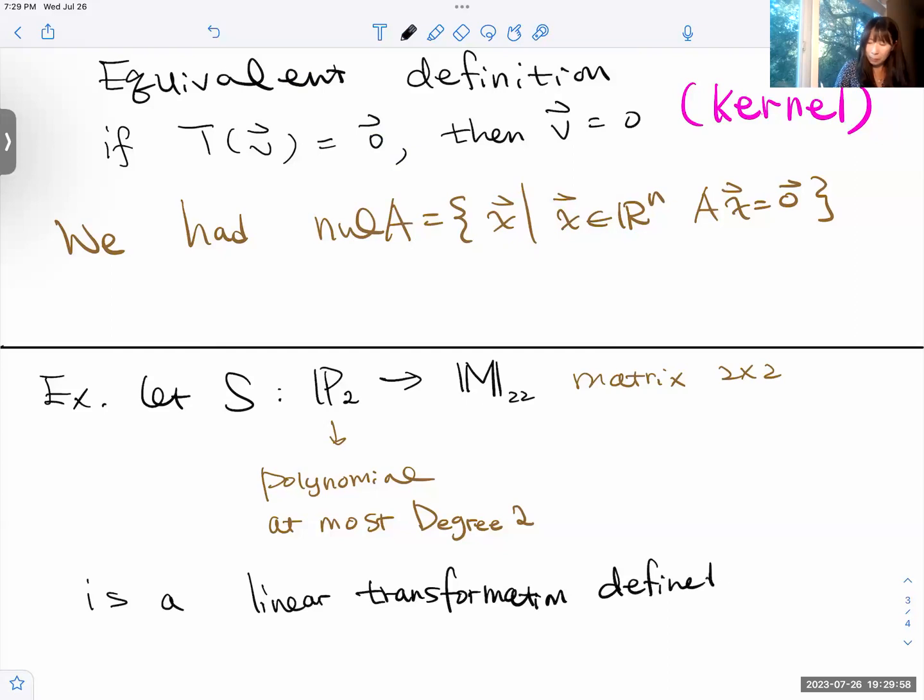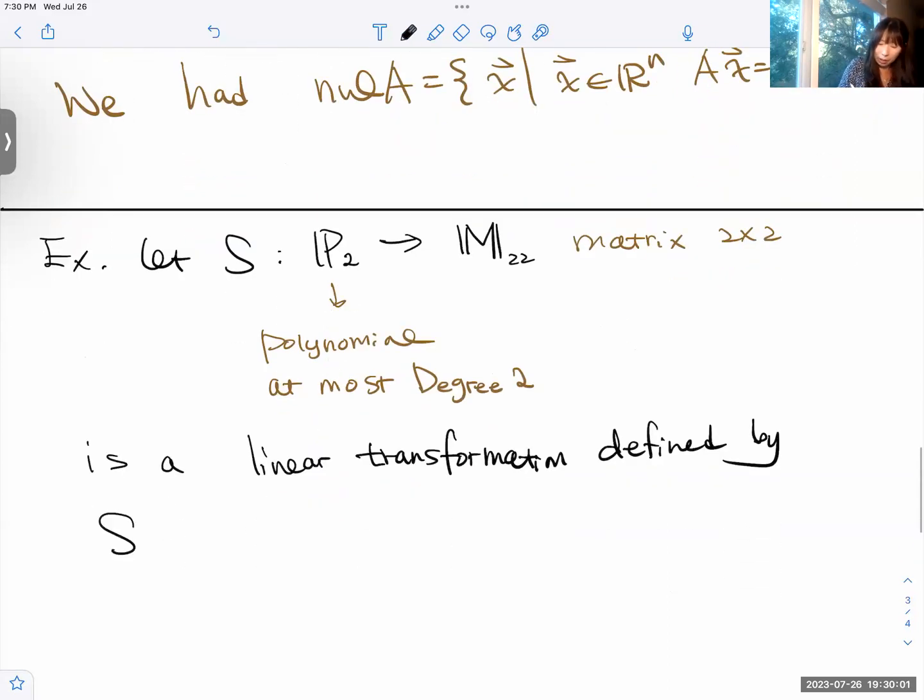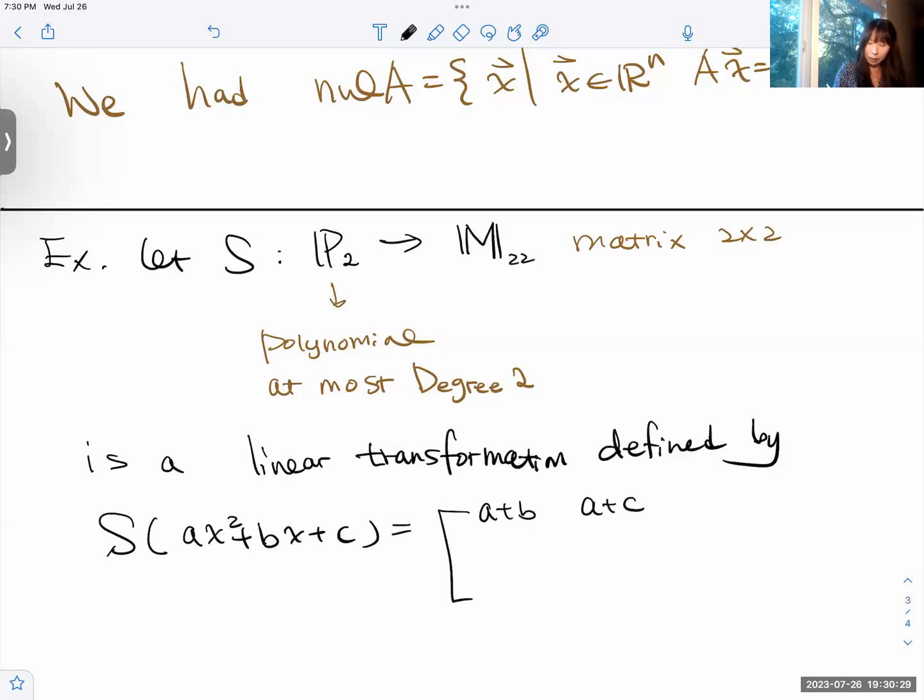Defined by S of ax squared plus bx plus c. So we input a polynomial of at most degree 2, then we have a result that is a 2 by 2 matrix, right? What kind of matrix do we get? It's special in this example: a plus b, a plus c, b minus c, b plus c, right? This is a special matrix we get in this problem, all right?